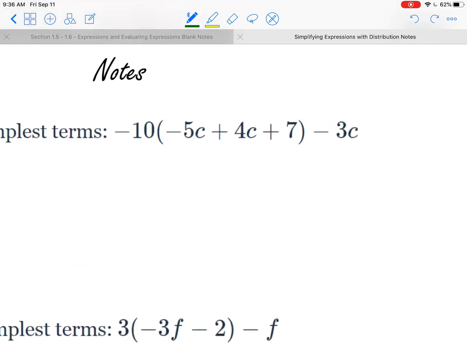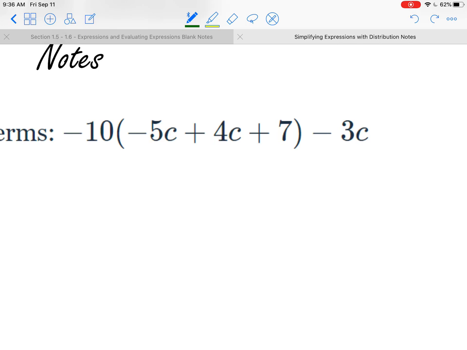They want you to rewrite this expression here in simplest terms. So basically all we're doing here is we're going to take this negative 10, since it's in front of these parentheses, and we're going to distribute it. So that means that it's going to multiply the negative 5c. It's also going to multiply the 4c, and it's also going to multiply the plus 7 there. So when the negative 10 multiplies the negative 5c, we're going to get negative 10 times negative 5 is positive 50c.